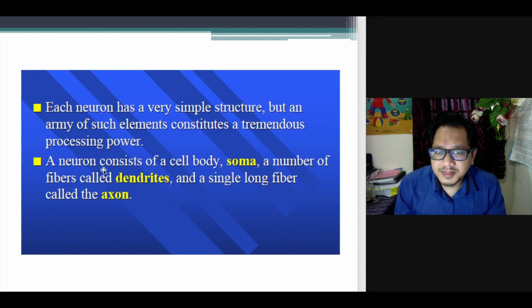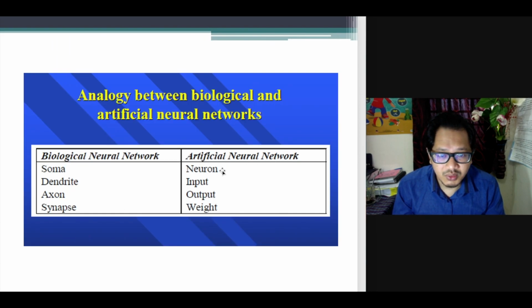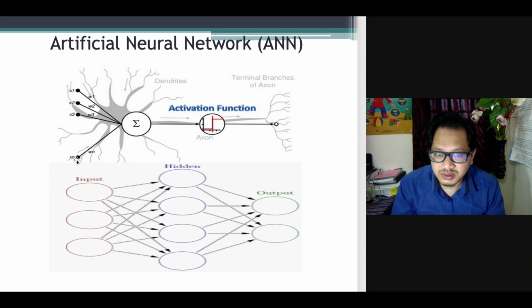Alright, so dalam neuron, each neuron, dia ada simple structure dia. Dia ada cell body, soma, and a number of fiber dendrites and a single long fiber called axon. Setiap neuron ni kita cuba adaptkan dalam bentuk artificial neural network. Sebelum tu kita tengok sini dulu.